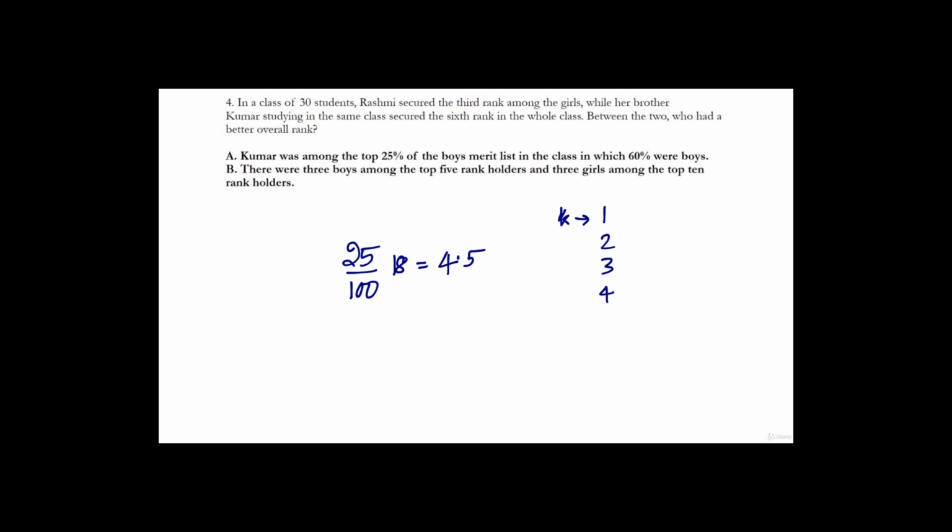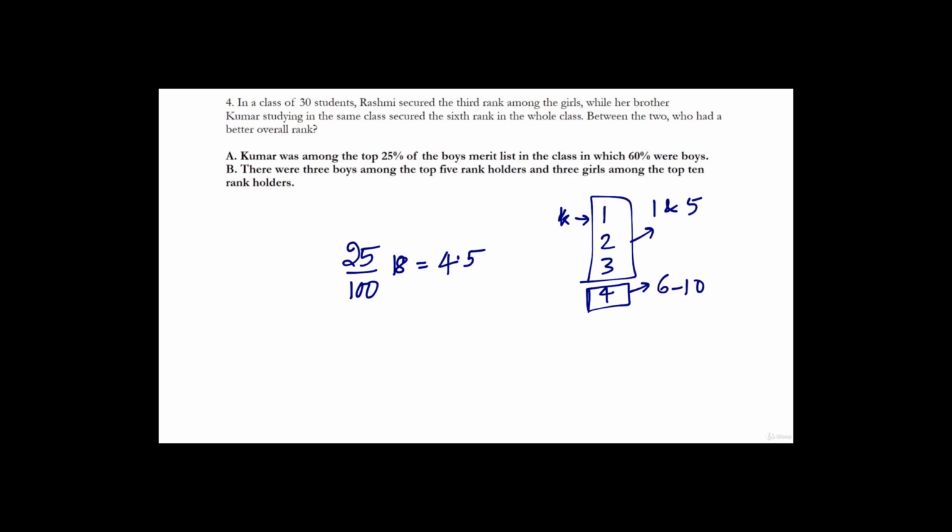And there were 3 boys among the top 5 rank holders, and there are 3 girls among the top 10 rank holders. Now Kumar could be in the top 5, because if Kumar belongs to top 3 of the boys, he will be in the top 5 ranks. And if he is 4, in this case his rank will be between 6 and 10. Okay, it could be anything from 6 to 10.